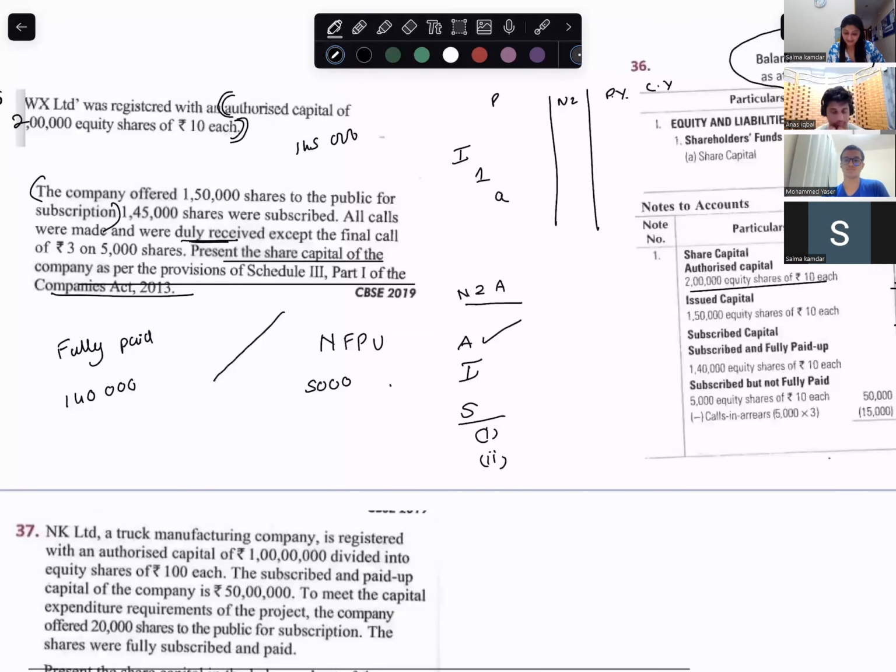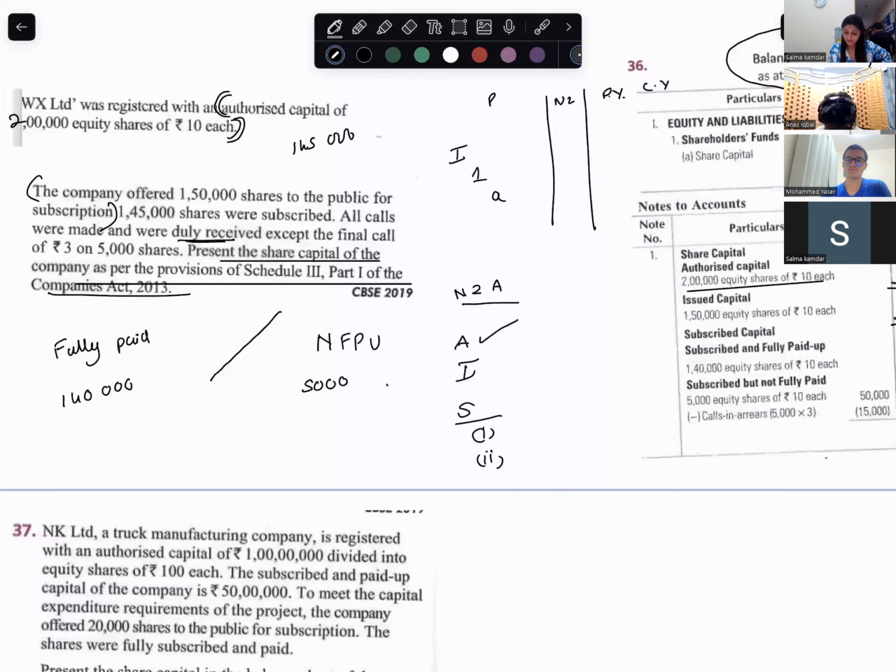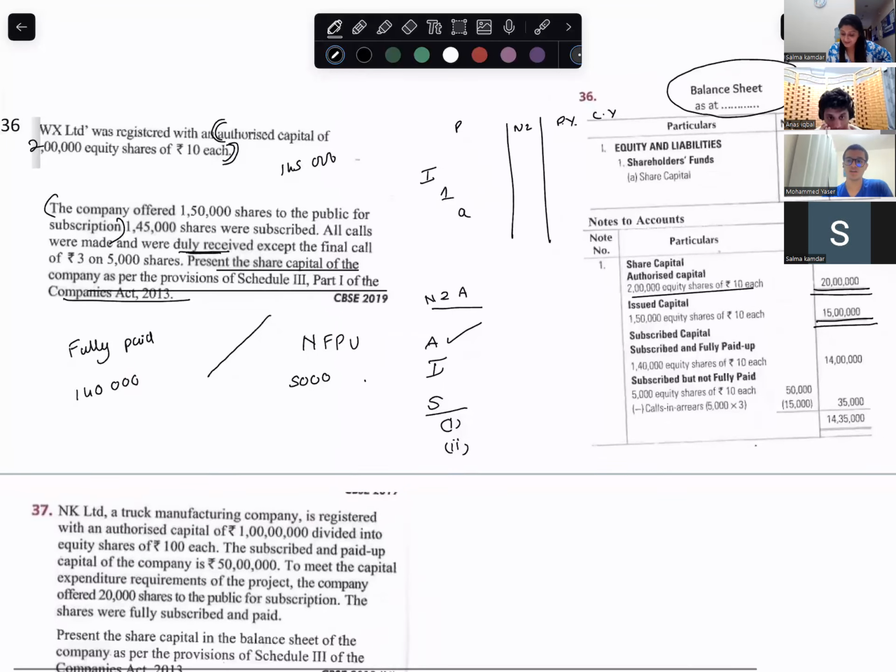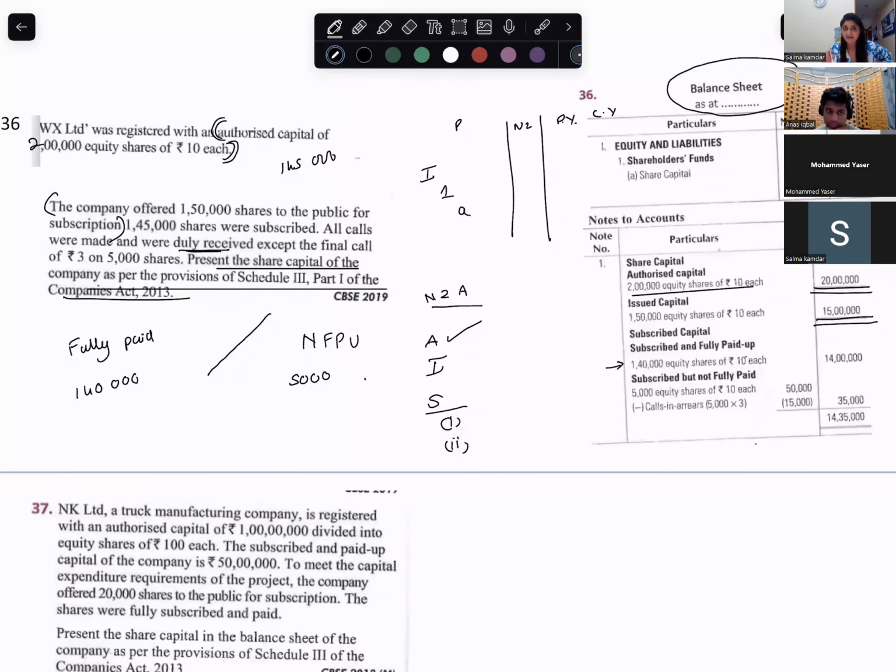Are you with me? So 1,40,000 equity shares of rupees 10 each, you will write 14 lakh. Not fully paid up is 5,000 equity shares of rupees 10 each, minus the final call not received, calls in arrears, 5,000 into 3, which is 15,000. So 35,000.